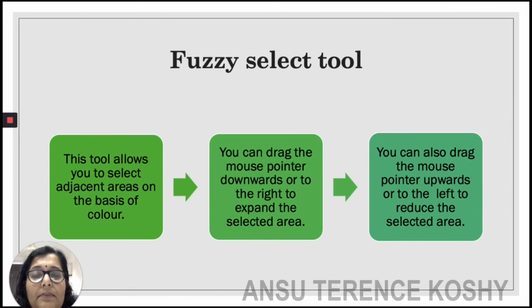You can drag the mouse pointer downwards or to the right to expand the selected area. That is, with the help of a mouse, you can expand the area that you want. You can also drag the mouse pointer upwards or to the left to reduce the selected area. Either you can move it downwards and expand it, or you can move it upwards and reduce the area. You know how to increase the selected area and decrease, right? You have been playing with MS Paint for years now, so you're better than me, definitely.